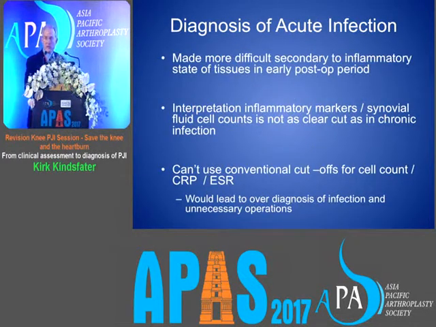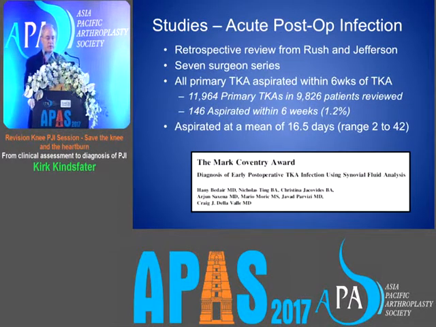But the diagnosis of acute infection is more difficult because of this inflammatory state that happens postoperatively. So the interpretation of your inflammatory markers and the synovial fluid cell counts, it's not as clear-cut as in the chronic case. And if you use the conventional numbers for chronic, we would oftentimes overdiagnose this infection in the acute state and lead to unnecessary operations. So it's quite different.